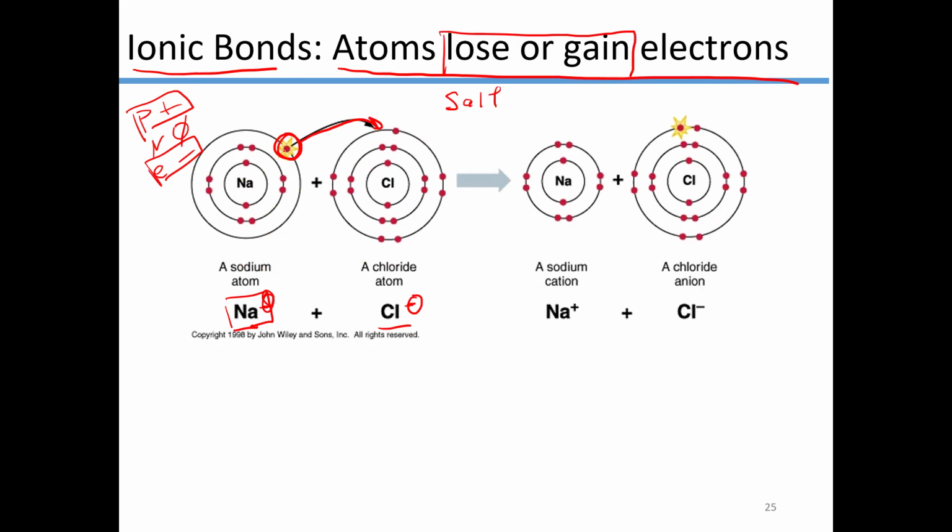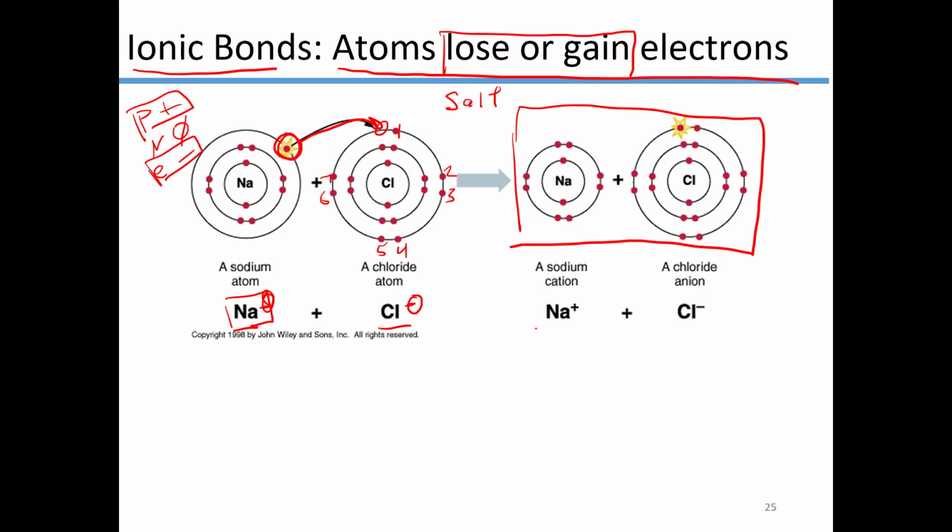This one has one electron in its first shell, so it's not stable. This one has 1, 2, 3, 4, 5, 6, 7. So it's looking for that one other piece in order to feel whole. It's going to take that electron and it's going to end up looking like this. So now our sodium has lost one of those electrons. It's reduced down in one of the orbits, and chloride has completed one of its shells.